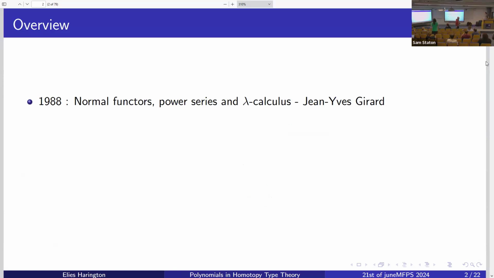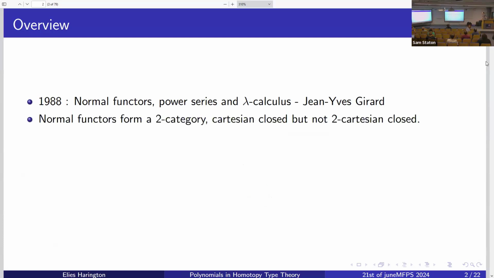This all dates back to 1988, when Jean-Yves Girard published this paper about normal functors as a model for the typed lambda calculus. This model of normal functors is based on a category of normal functors, which is a Cartesian closed category, which is the basis for models of the typed lambda calculus. But since we're talking about functors here, we actually have two categories, normal functors and natural transformations, and these two categories were not Cartesian closed, and it was already observed at the time.